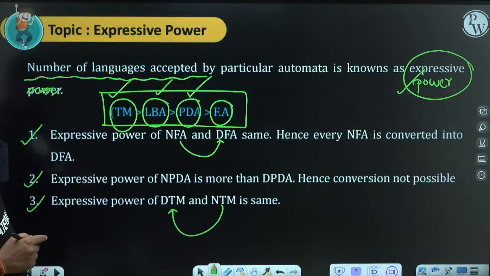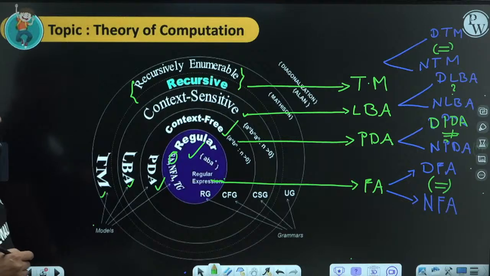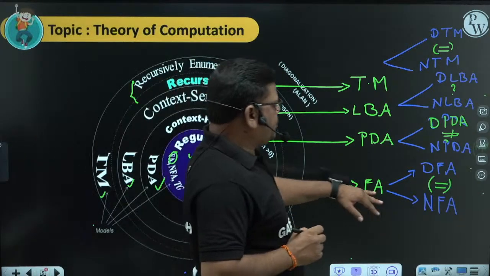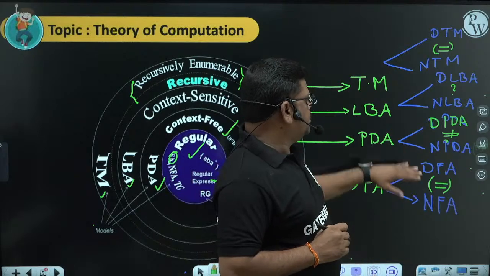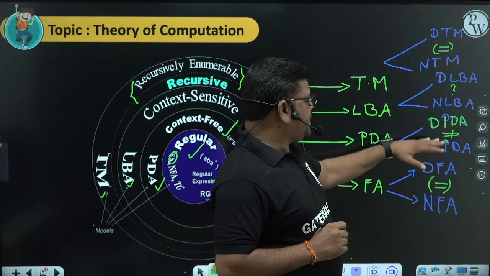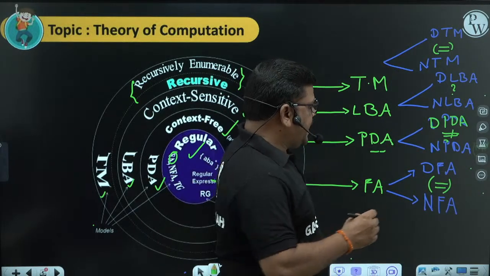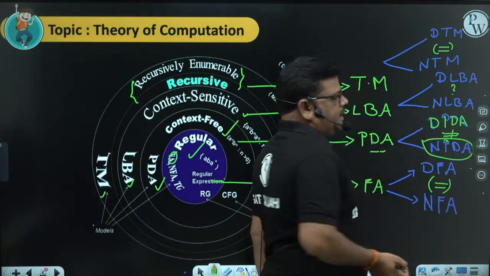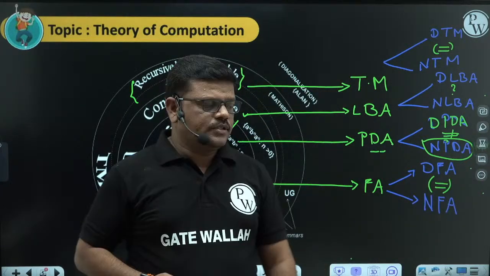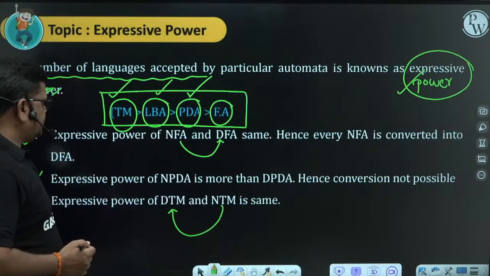See this diagram. What is this diagram saying in the PDA case? The subcategory automata. In the finite automata case, the number of languages is the same. In the push down automata case, the number of languages is not the same. That too, NPDA is more. It is accepting more languages. That is what we studied. So based on this, the question is given.